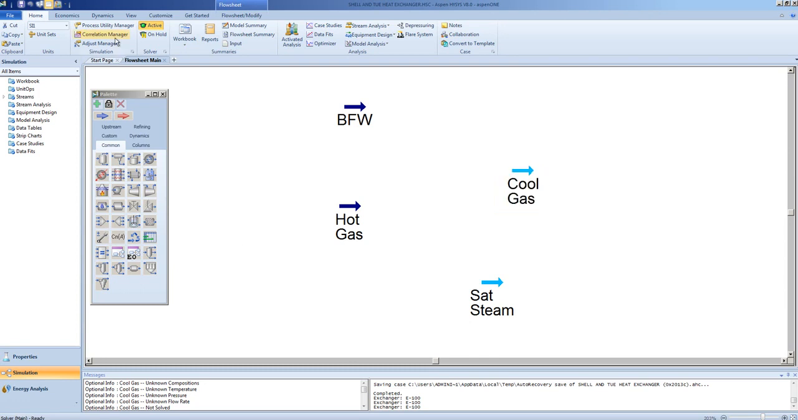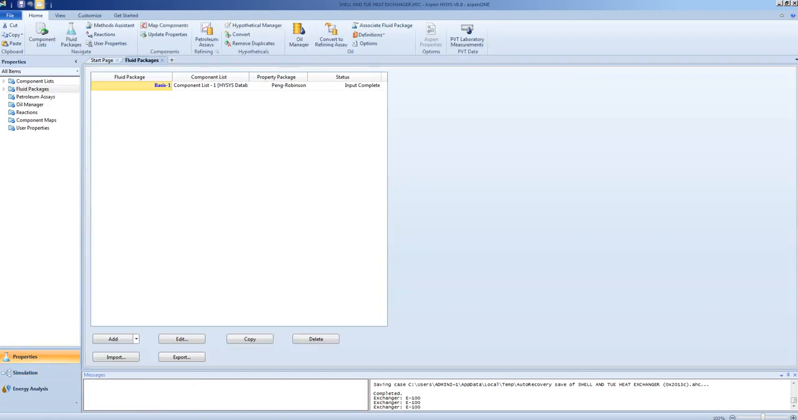In this video, we will be looking at designing shell and tube heat exchangers, the different methods of calculation, the idea of degrees of freedom as applied to heat exchanger specifications. For this video, we will be using a component list as shown here.